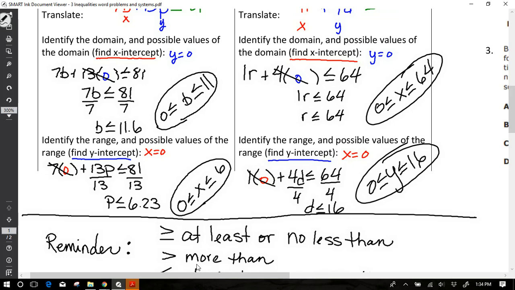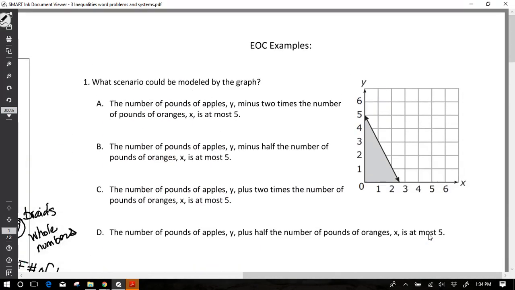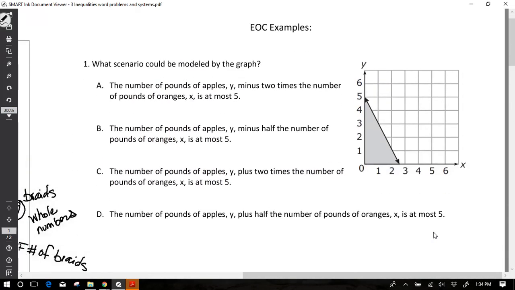Let's go take a look at our 3 EOC examples, and then we're going to be finished with today's lesson. So EOC example number 1, which scenario could be represented and modeled by this graph? Okay, so let's go through, and the first thing that I'm going to recommend that you do is decide what is the equation of this graph. So that's going to be my first step. What is the equation?